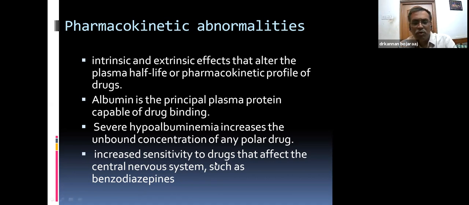And any liver problem can lead to hepatic encephalopathy also, especially with benzodiazepines and opioids. The sensitivity to the drugs is enormously increased in liver disease. It will alter the pharmacokinetics of the drug. We have to remember that in liver disease.